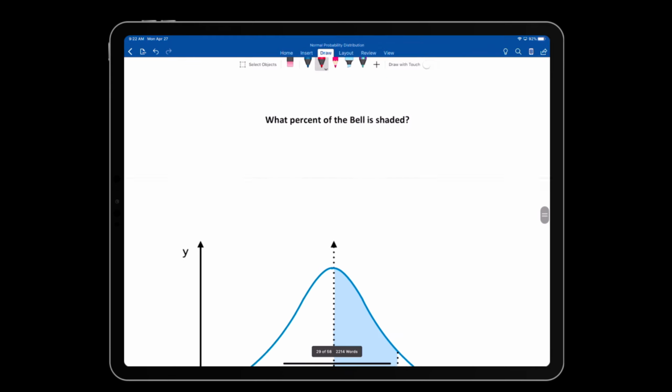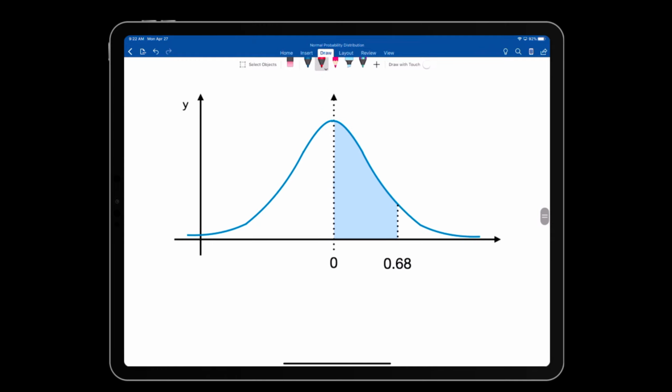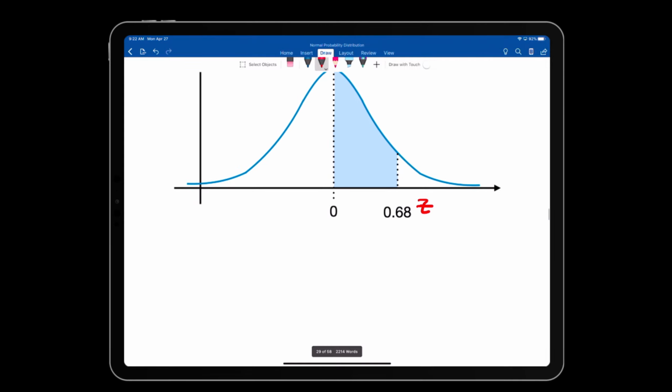So using the table, what percent of the ballot is shaded? Look at the z-value now. They give us 0.68. So let's think about this again. My z-value here is 0.68. We need a row. We need a column. Right? Because the z-value here will be some row plus some column. So the digits to the right and left, the single digits of the decimal, we got to look for the 0.6 row.